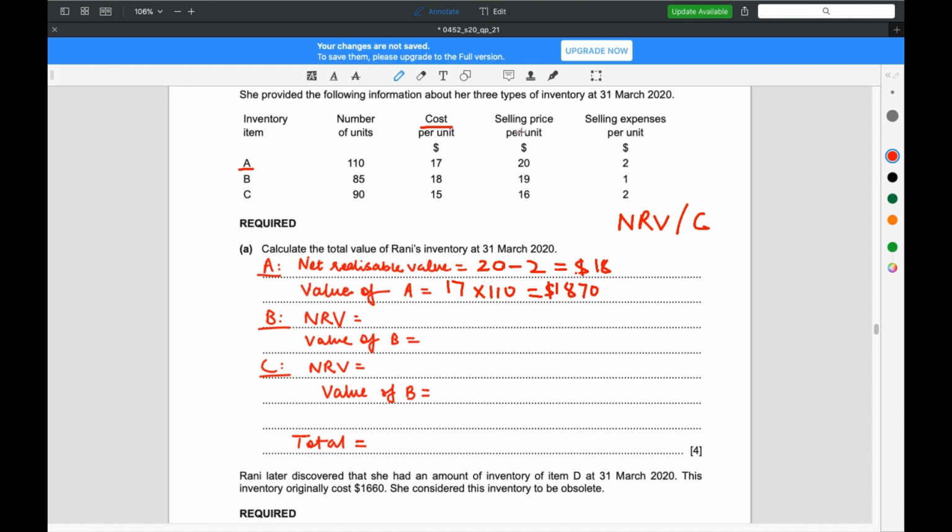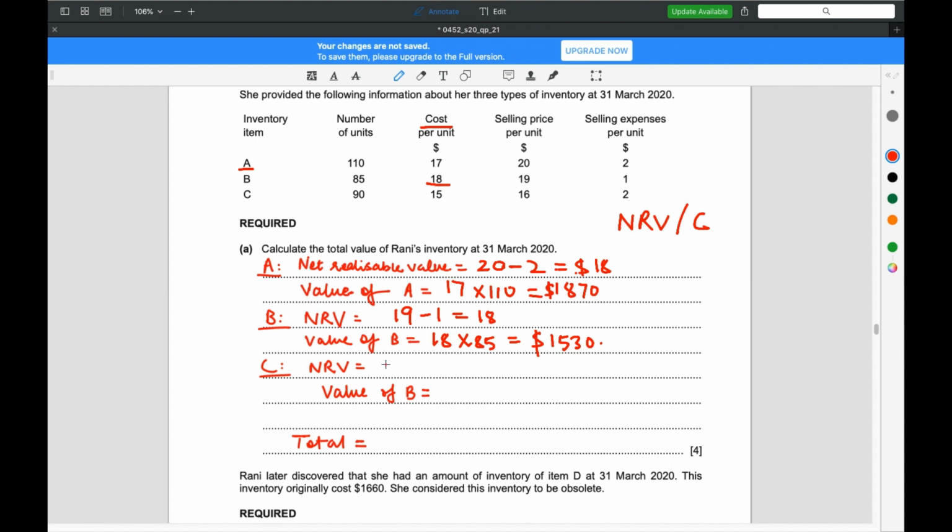For B, he gives you selling price 19 and selling expenses 1, so subtract them. 19 minus 1 is $18 again, and the cost here is also $18. So it doesn't matter what you choose, either the cost or the NRV, they're the same in amount. So just multiply 18 by 85, which gives you $1530.